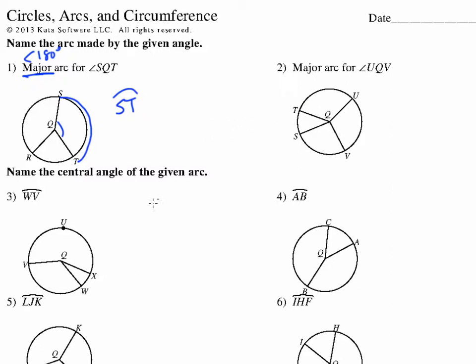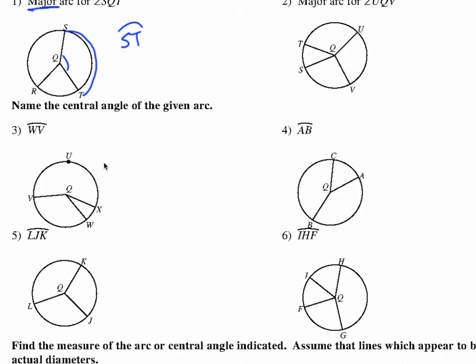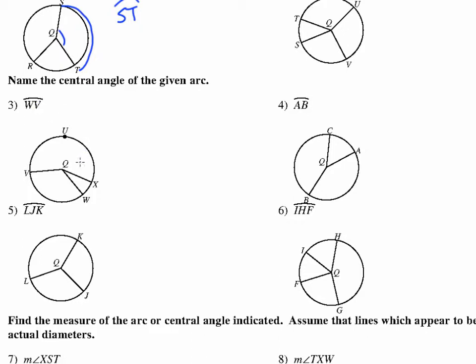Let's see here. We'll do the odds. Name the central angle of the given arc. Remember, this is the arc and this is the central angle. Let's come down here. So arc WV, right there. What would the central angle be? Well, that would be this one right here. So we could name this angle VQW, or of course WQV. It doesn't matter, one or the other.